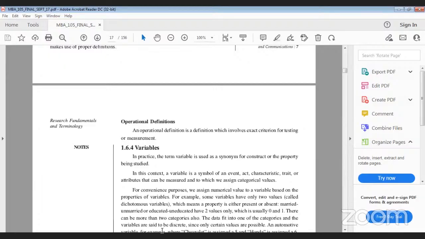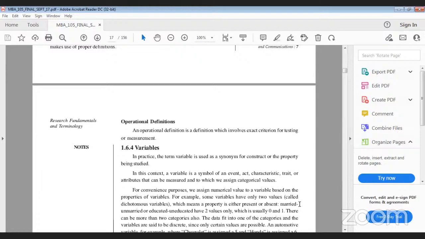A variable is a symbol or an event, a characteristic, trait, or attribute that can be measured and to which we assign categorical values. For convenience, we assign a numerical value to a variable based on its properties. For example, some variables have only two values, called dichotomous, which means the attribute is either present or absent: married, unmarried, or male and female. These have two values only, usually 0 and 1.